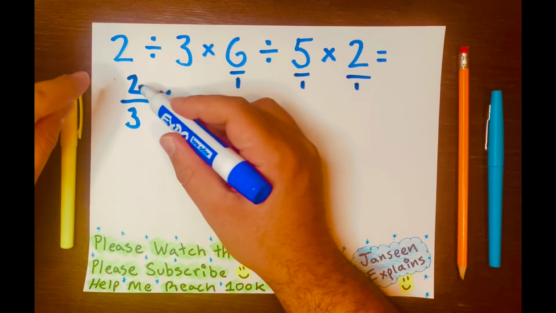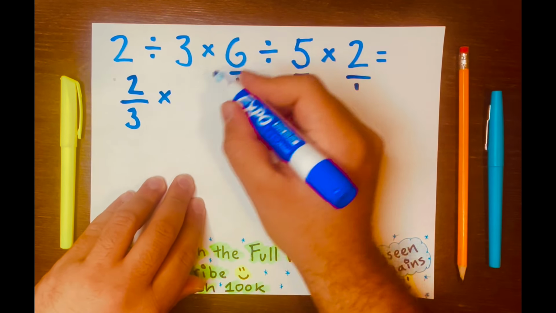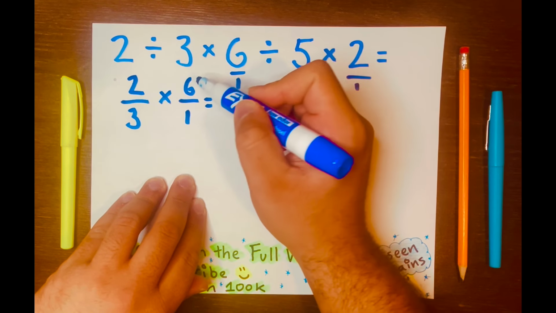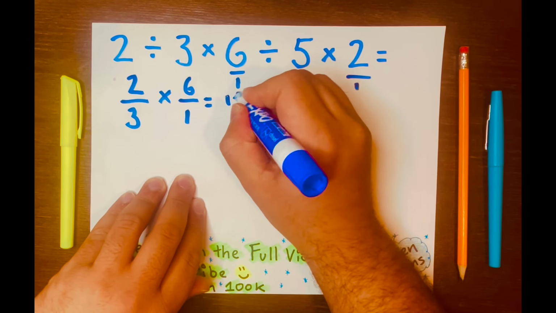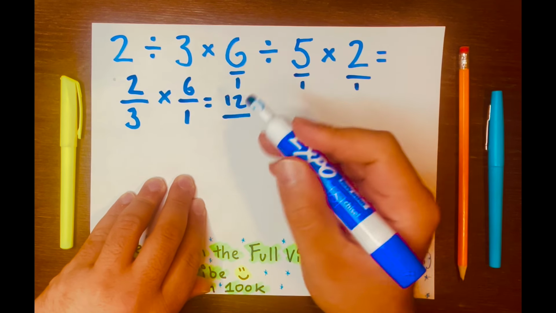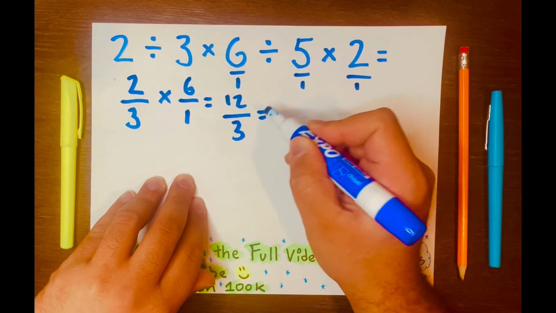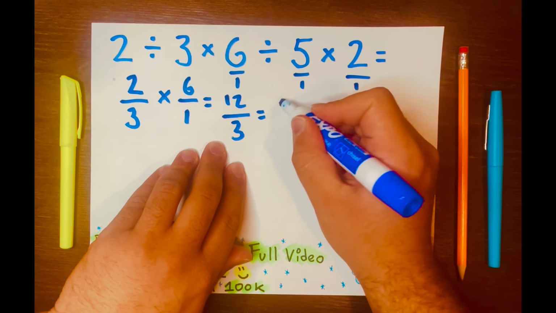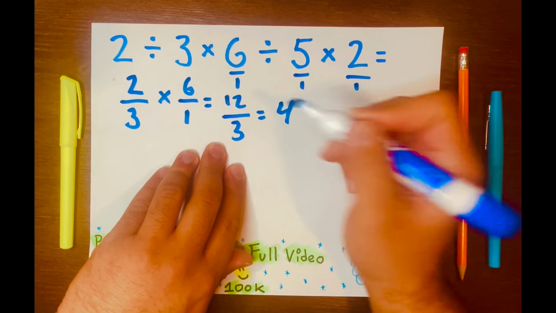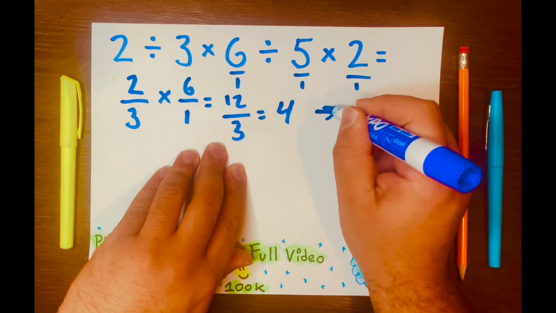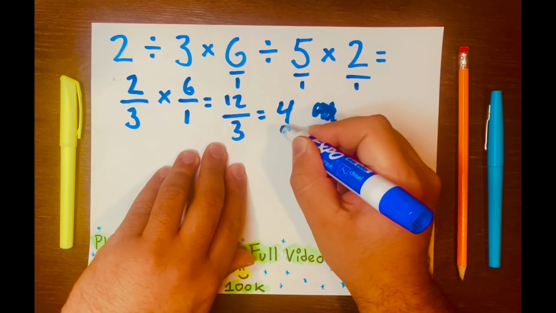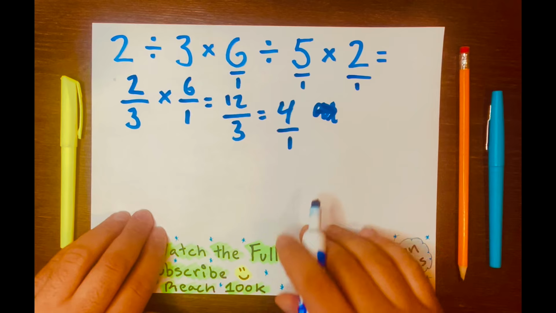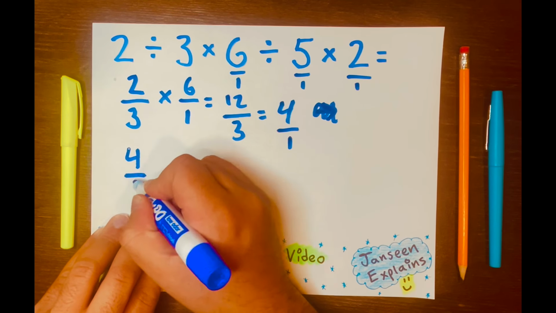All right, so now we have 2 over 3 times 6 over 1. And 2 times 6 equals 12. And 3 times 1 equals 3. And now we have 12 divided by 3, and that is 4, right? 4 times 3 is 12. But let's get a fraction here. Let's say 4 over 1, because we want to make the math easy here. So let's write 4 over 1 here.